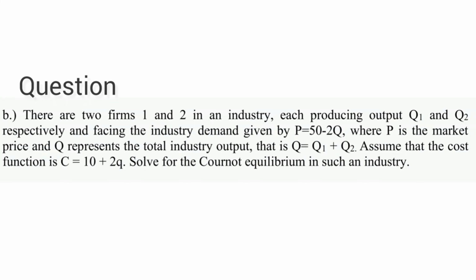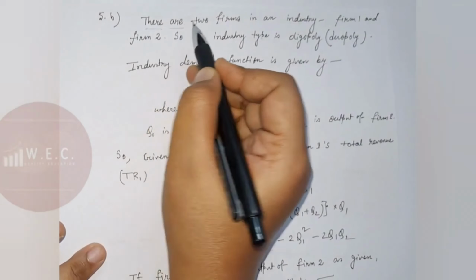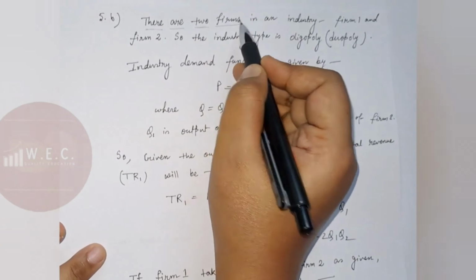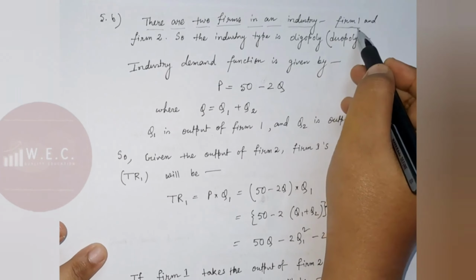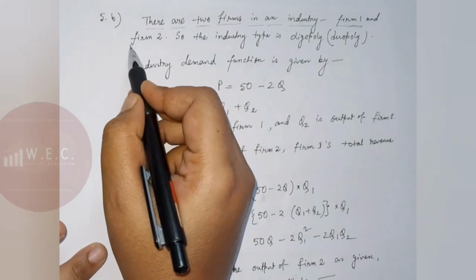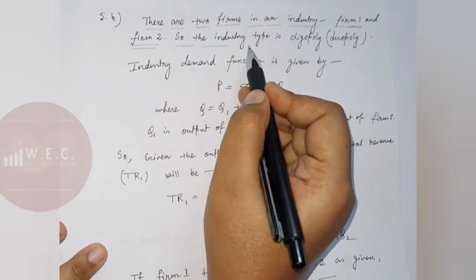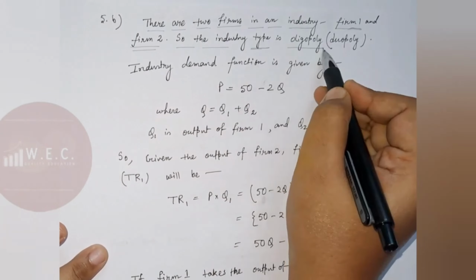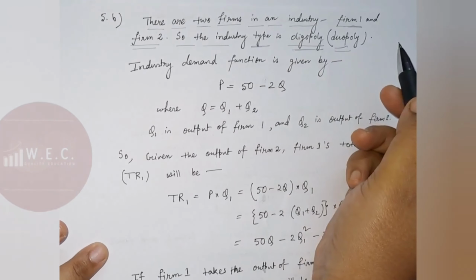Read the question thoroughly first. I am going to solve this question in this video. So you can see there are two firms, firm 1 and firm 2. So the industry type is oligopoly. Two firms are there, so it is a duopoly.